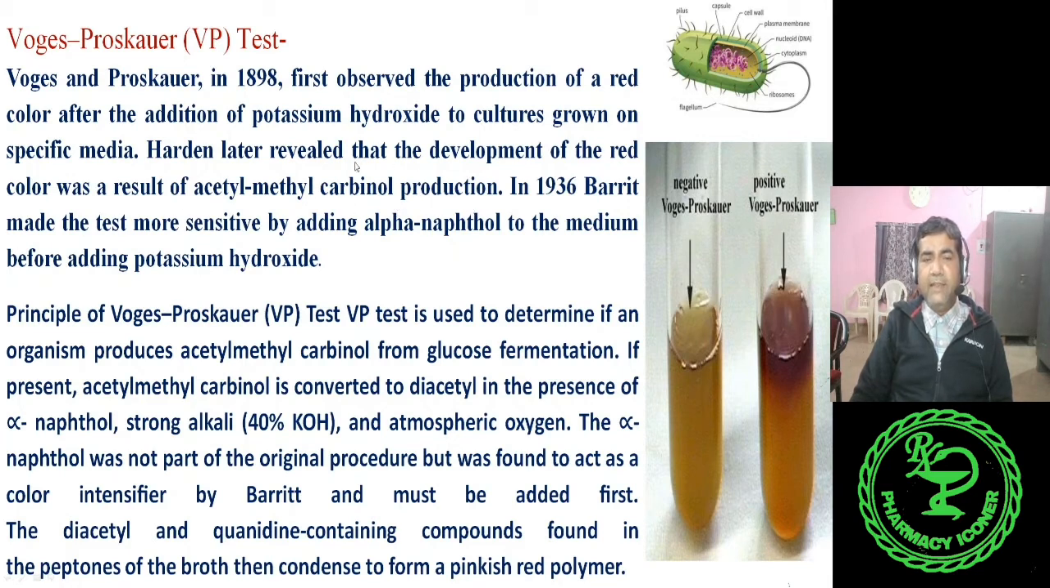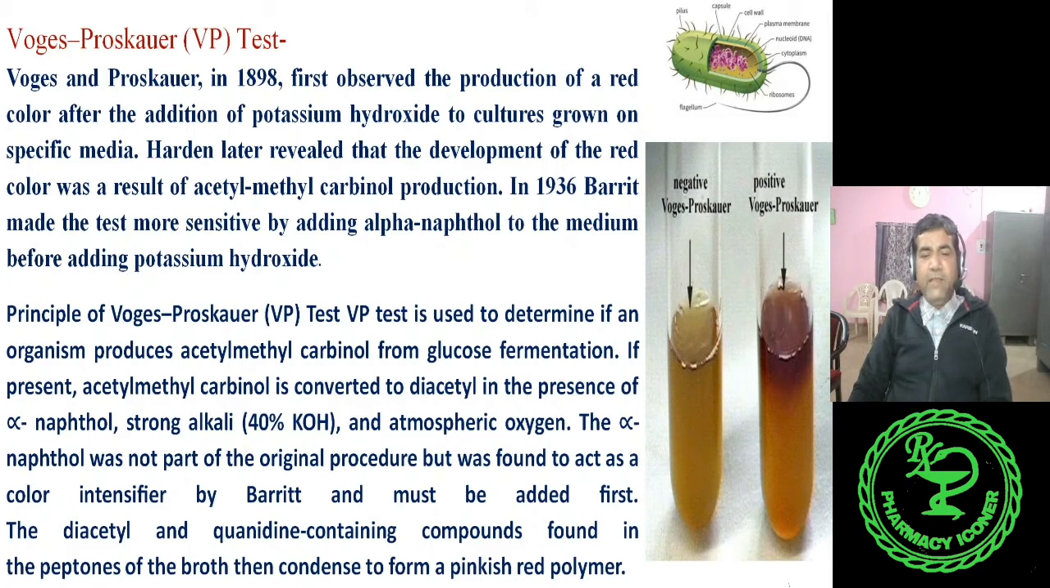So he observed that, but in 1936, Barrett made the test more sensitive by adding alpha naphthol to the medium before adding potassium hydroxide. So now you see, we call it the Voges-Proskauer test because they developed it for the first time. Now the original test was modified in 1936 by Barrett. That is why this VP test is also called the Barrett test.